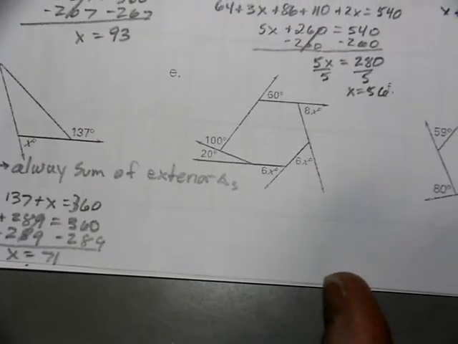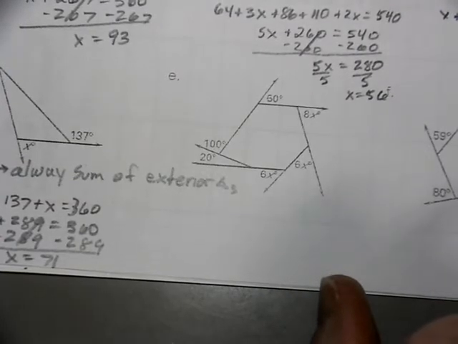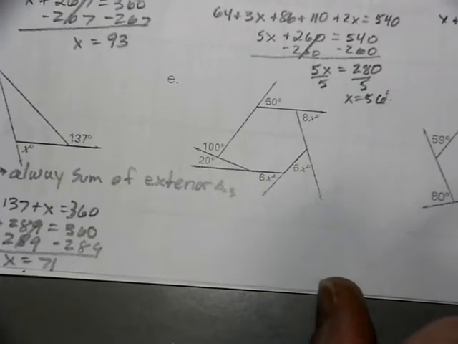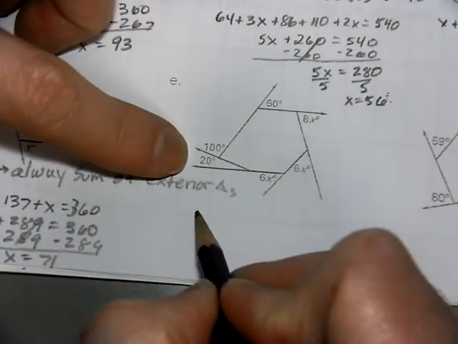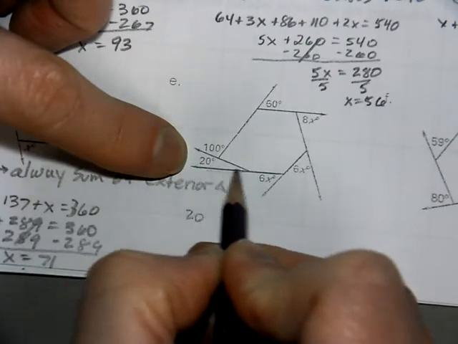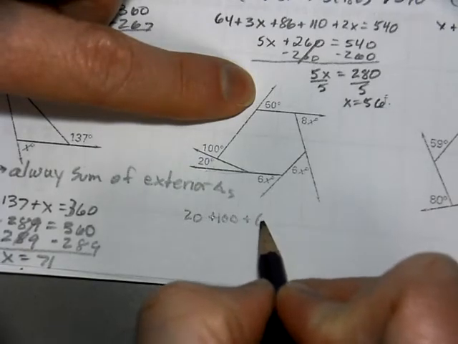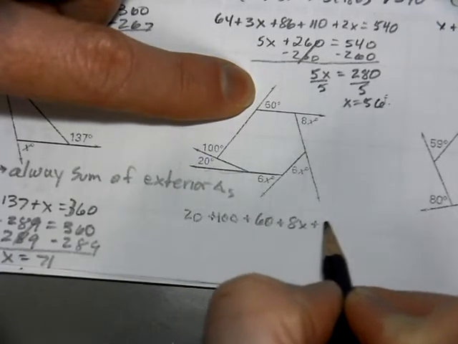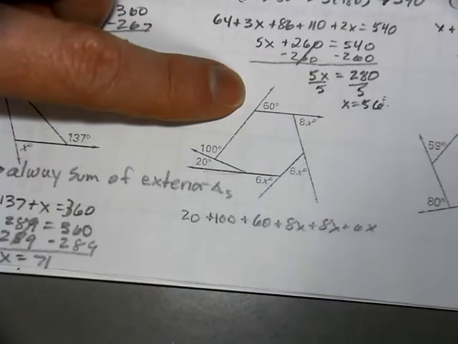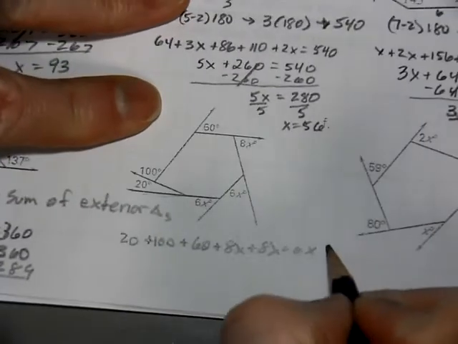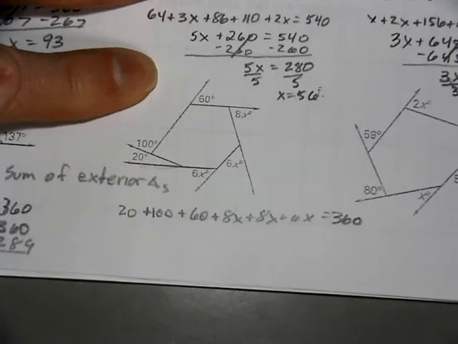Okay, what do you see here? Try to make your own decisions. How are you going to solve for x? The number of angles really doesn't matter. You just know that the sum of the exterior is always 360. So this exterior angle is 20. This one is 100 and 60 and 8x and 8x, 6x. So those are all the exterior angles added up to 360.